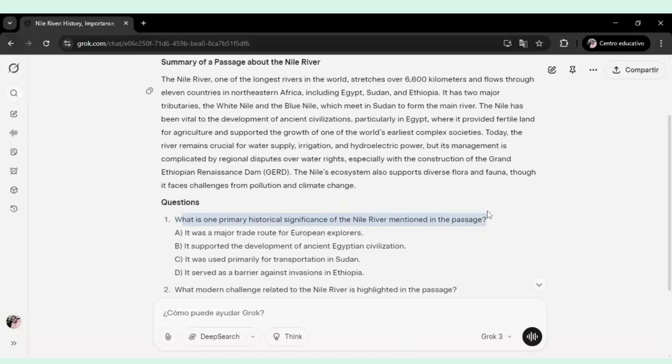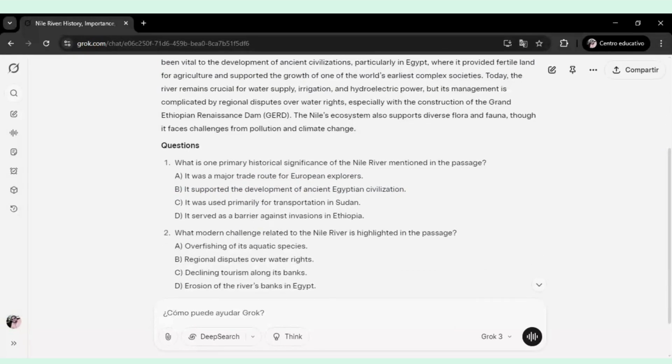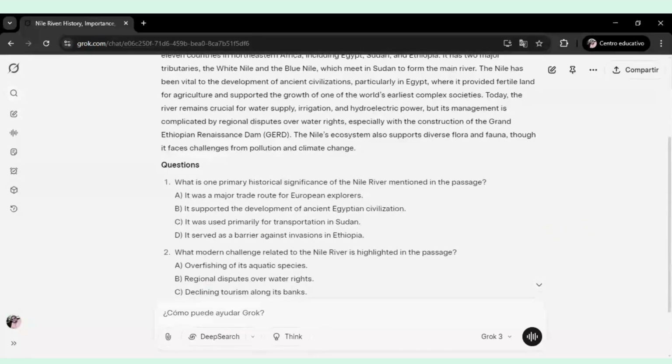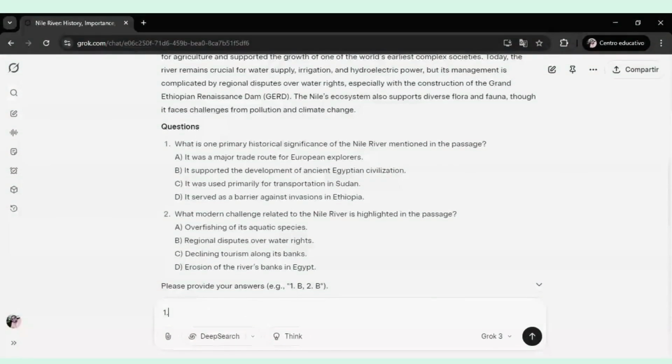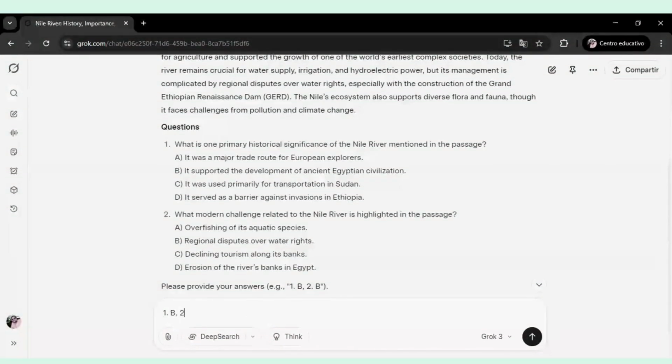Now, answer the questions. Question 1. What is one primary historical significance of the Nile River mentioned in the passage? Then, question 2. What modern challenge related to the Nile River is highlighted in the passage? Finally, answer the questions with the best option. And Grok will give feedback if your answers are right or wrong.